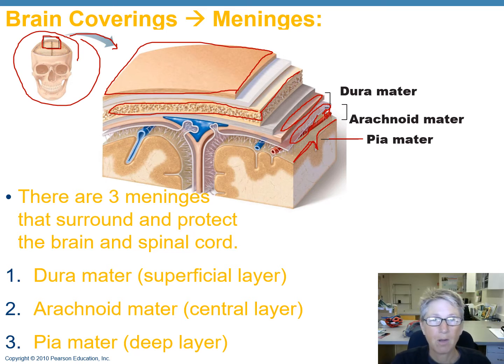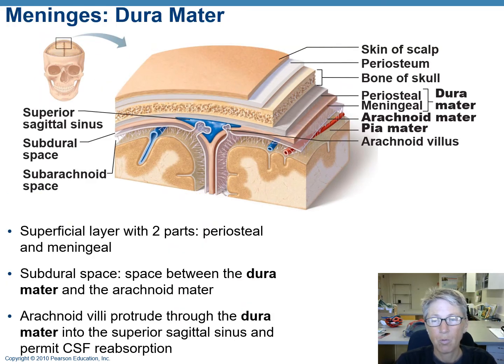So the meninges surround and protect the brain and spinal cord. So the dura mater is most superficial, the arachnoid mater is the central layer, and the pia mater is the deepest layer. And mater just means mother. So dura mater means tough mother, arachnoid mater means spider mother, and pia mater means delicate mother, because it's just this really thin piece of tissue that sits right next to the folds of the cerebral cortex.